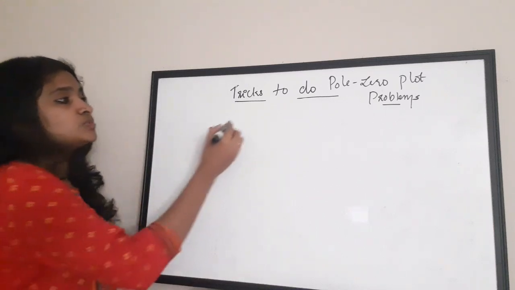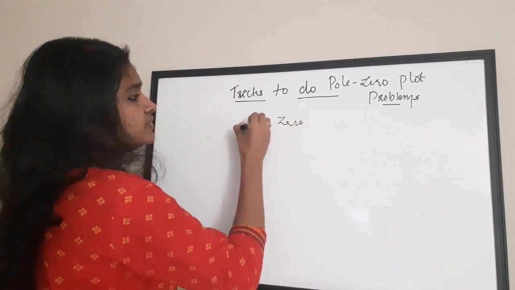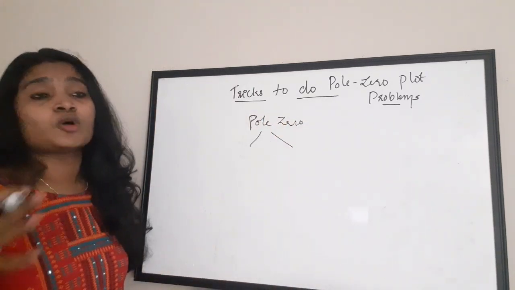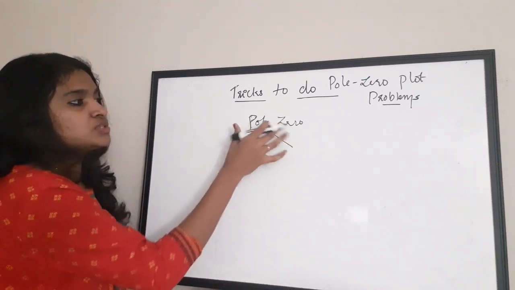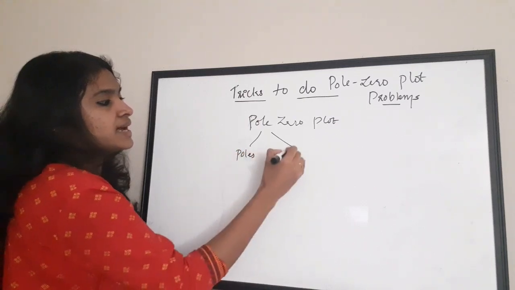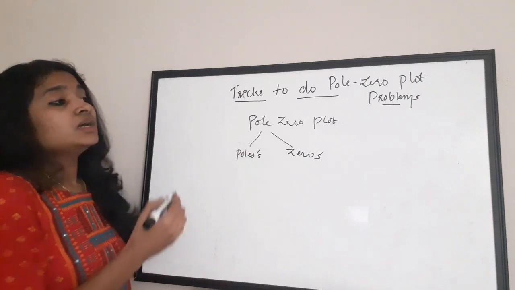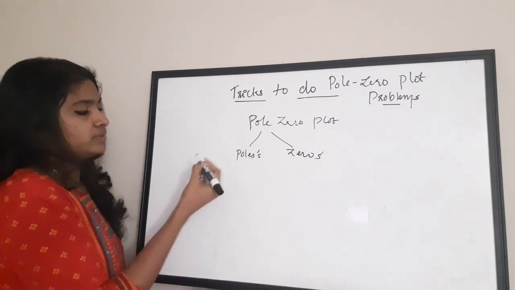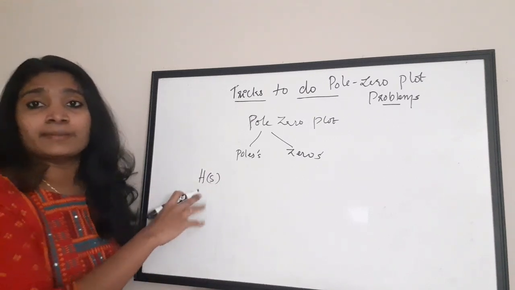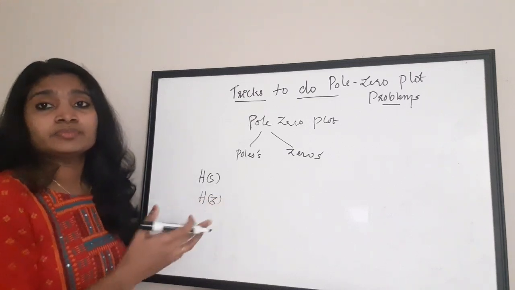I'm going to say very basic things. I won't be explaining it elaborately, just the key points which you need to know. Now this pole zero plot will be having poles and zeros. So what is a pole, what is a zero? If you represent your transfer function in the continuous time domain, it will be most of the time in Laplace transform, or in the Z transform for a discrete time system.